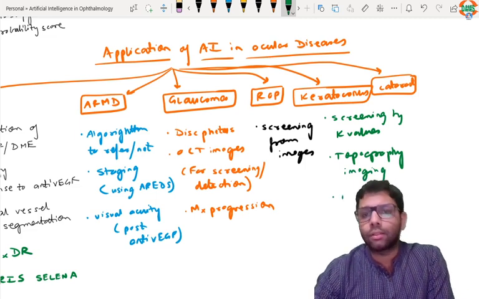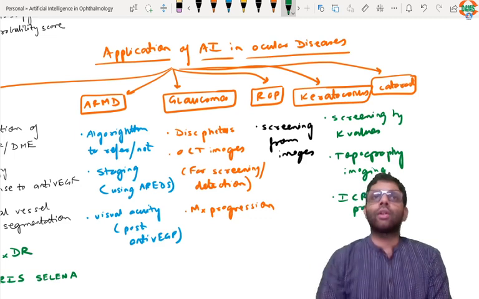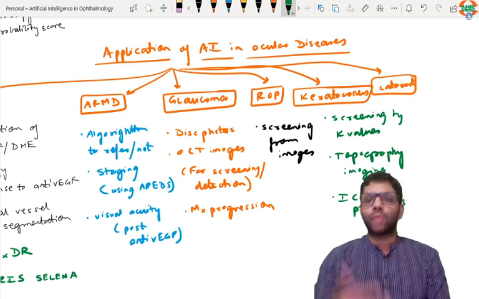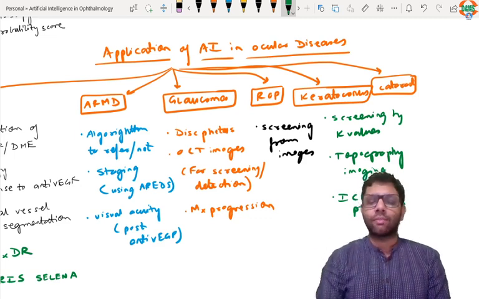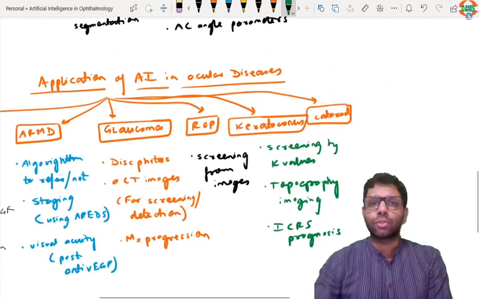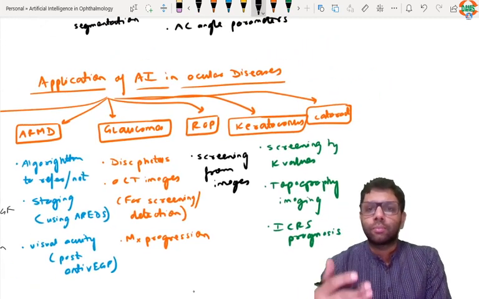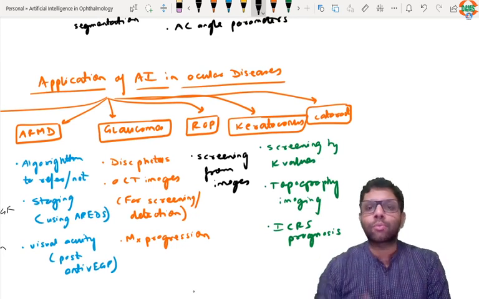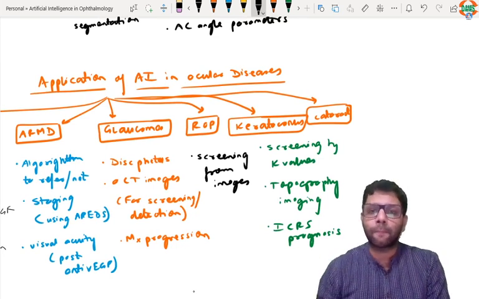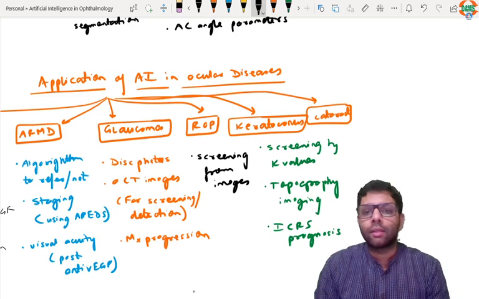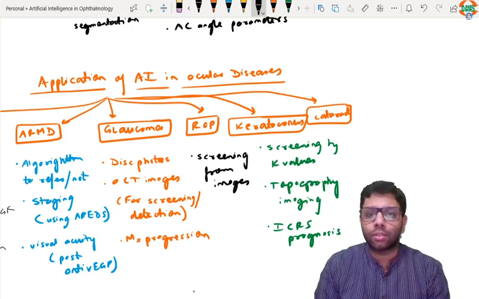and if intracorneal ring segments are done, the prognosis, according to the visual acuity outcomes or the decrease in the K values, can also be seen as progression, or whether it is going well in keratoconus patients or not. That ICRS, intracorneal ring segments, I hope you know.